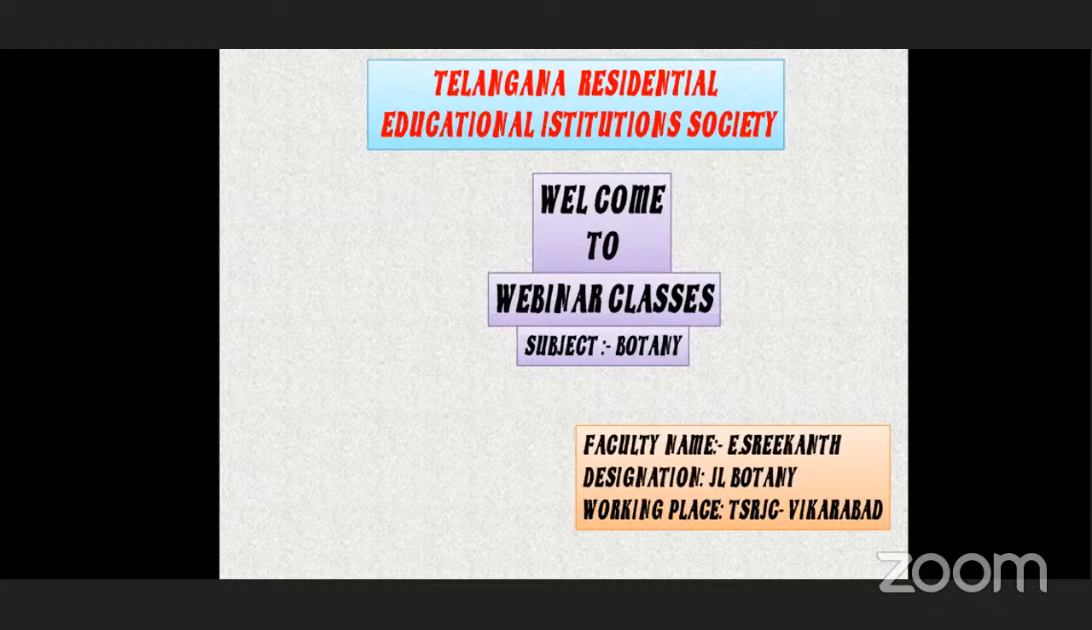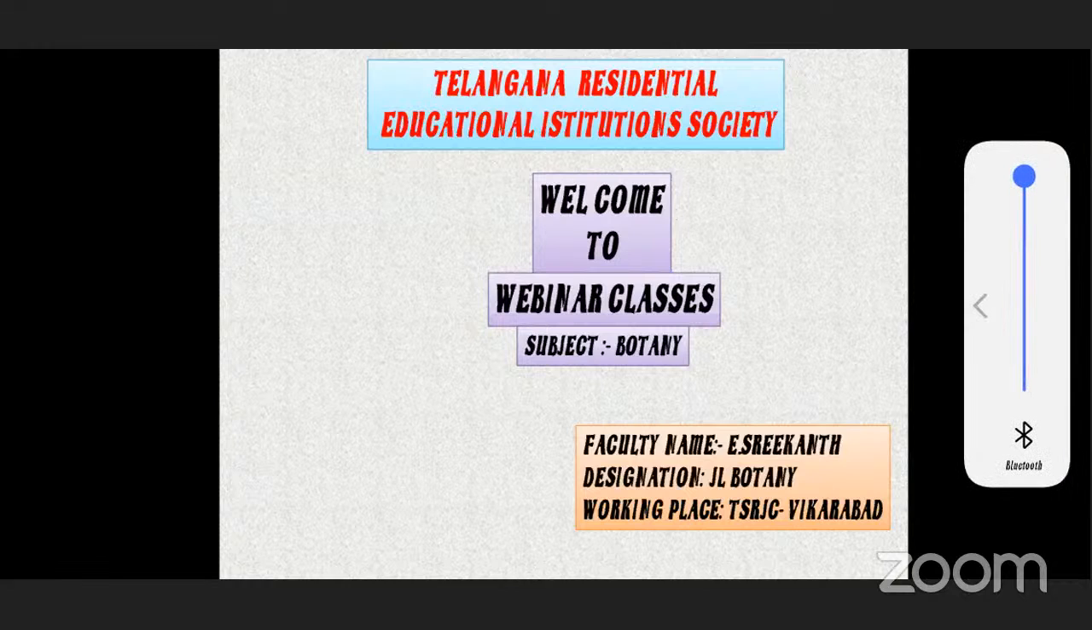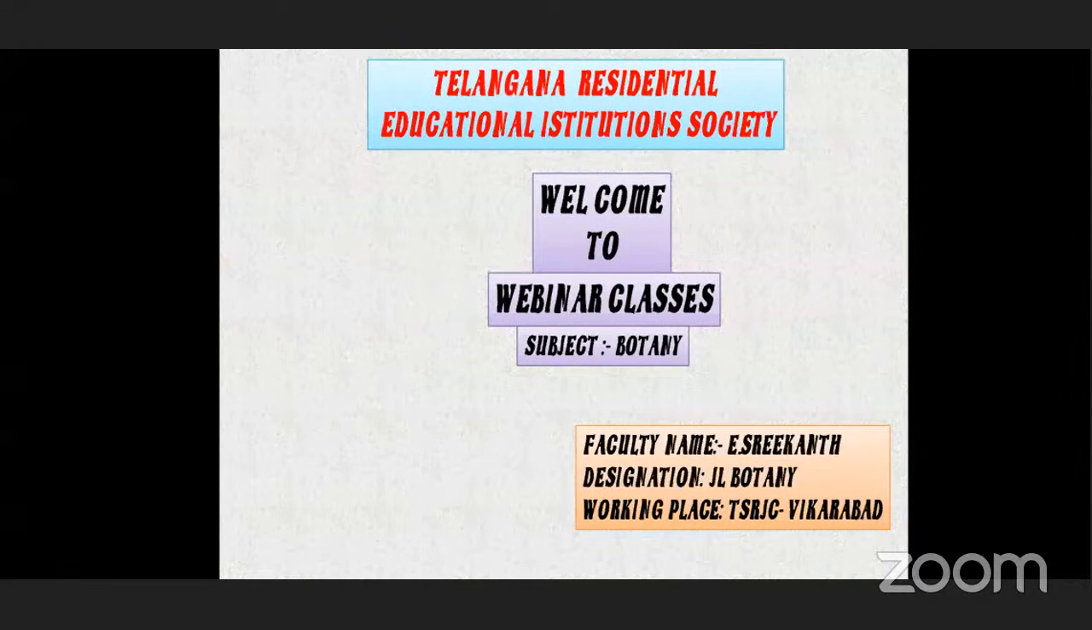Students, in previous classes, in first year botany, you learned about diversity, morphology, reproduction, plant systematics, cell structure and function, and anatomy, meaning internal organization of plants. These are the topics you learned in previous sessions.